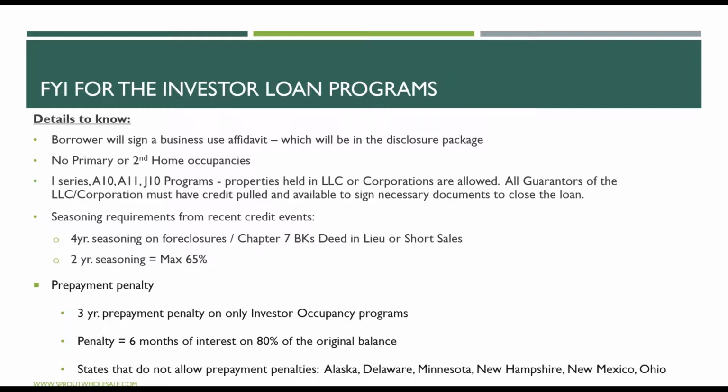a corporation are allowed. The seasoning requirements: 4-year seasoning on foreclosures, Chapter 7 bankruptcies, deed in lieu, or short sales, and then 2-year seasoning will be a max of 65%. And then your prepayment penalties. So we have a 3-year prepayment penalty on only investor occupancy programs, and then the penalty will equal 6 months of interest on the 80% of the original balance.